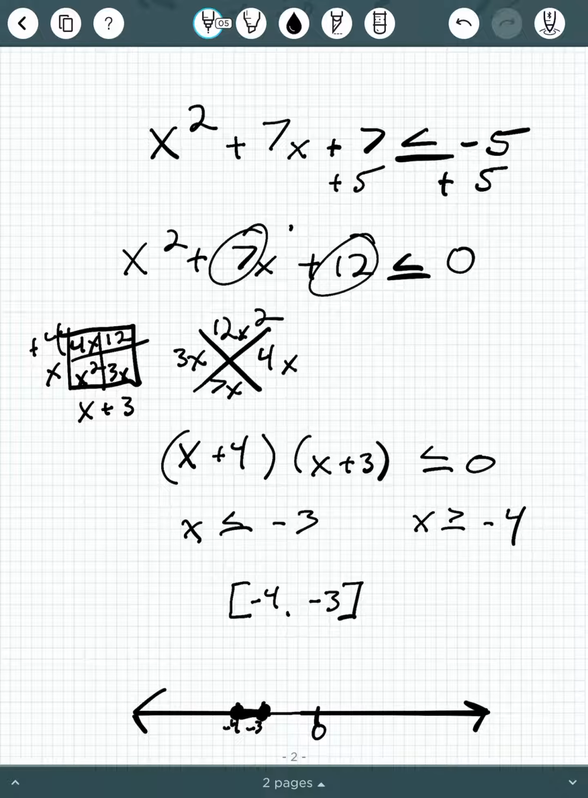So this was just a quick look at quadratic inequalities again. Hopefully this helps clear some things up. Please use these ideas to complete today's lesson, and let me know if you have any questions during office hours and we'll get those answered.